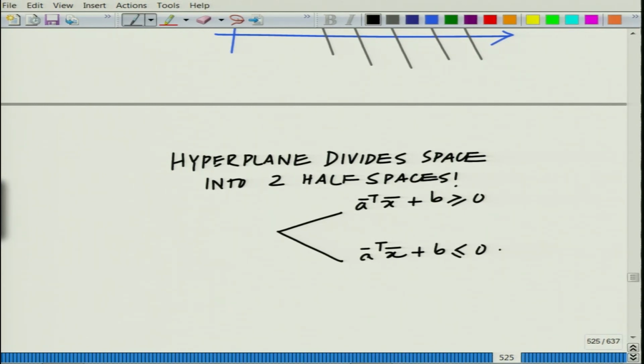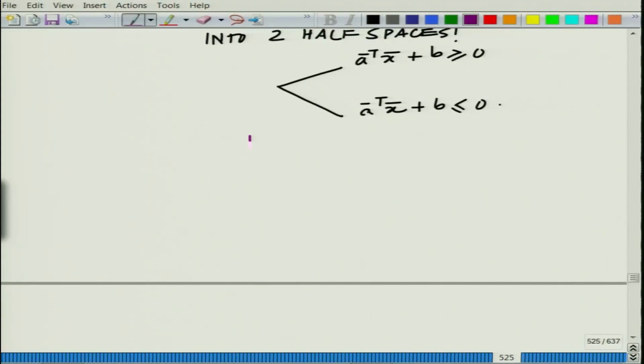Now you can see I can use this for classification. I can use this hyperplane to separate my data such that the data belonging to class 0 lies in one half space, and data belonging to class 1 lies in the other half space. That is the idea of the support vector machine.